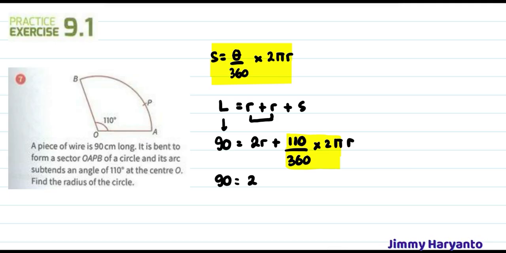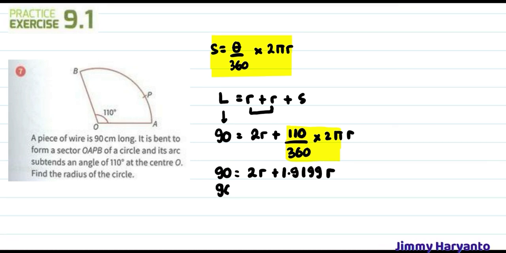So the next thing is I want to calculate this one first using my calculator. 90 equals 2r plus, let me calculate it first, 110 divided by 360 times 2 times pi. So I will have 1.9199 r as the result. And then I can add 2, so 3.9199 r. So the r will be 90 divided by that one. 90 divided by the answer, you will have 16.